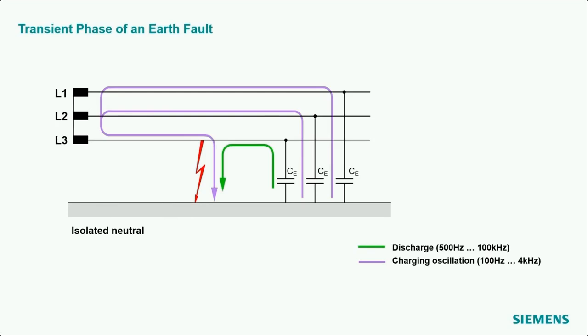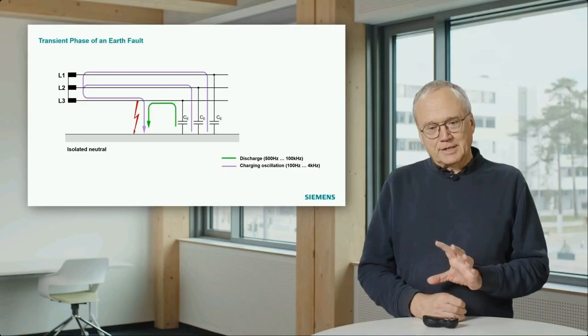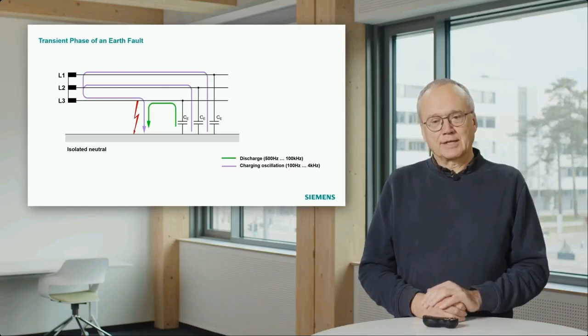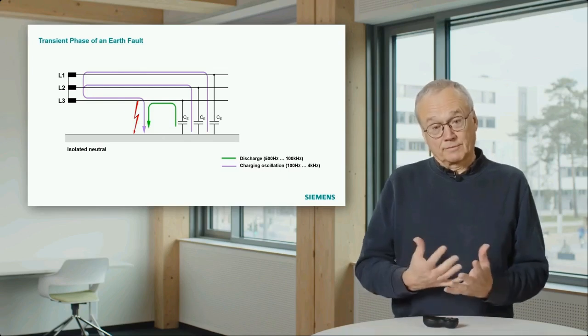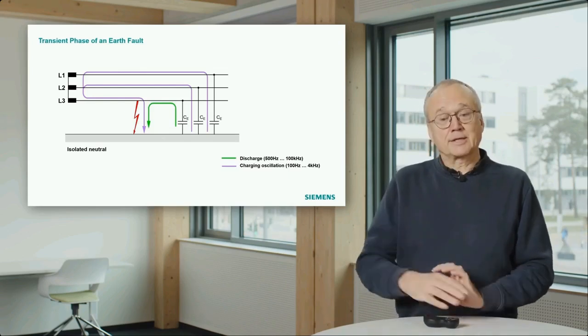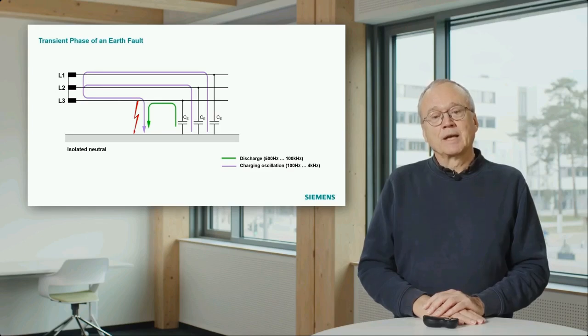That's indicated here in green. That has a pretty high frequency. The frequency depends on the type of cable, or is it cable or overhead line, and on the size of the system. After this discharge oscillation is gone, or after it has damped out, we have a charging oscillation.